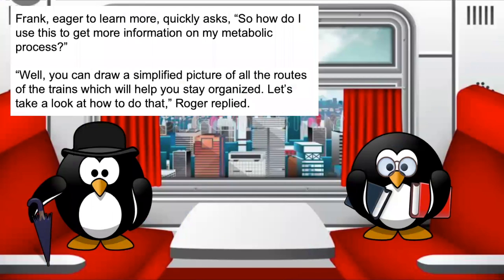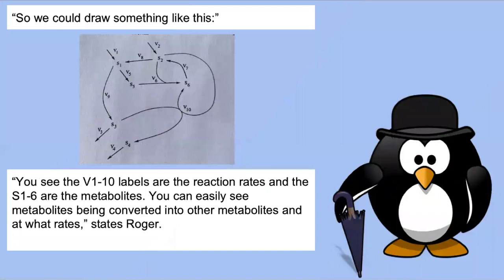Frank, eager to learn more, quickly asks, So how do I use this to get more information on my metabolic process? Well, you can draw a simplified picture of all the routes of the trains, which helps you stay organized. Let's take a look at how to do that, Roger replied. So we could draw something like this. You can see V1 through 10 labels are reaction rates and S1 through 6 are the metabolites. You can easily see metabolites being converted into other metabolites and at what rates, states Roger.